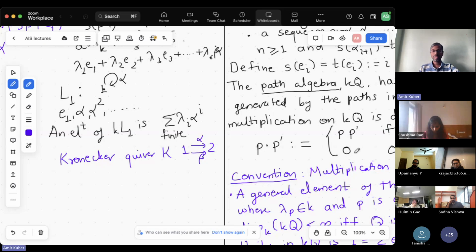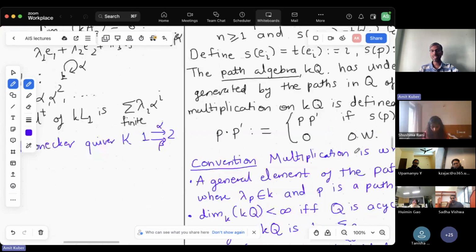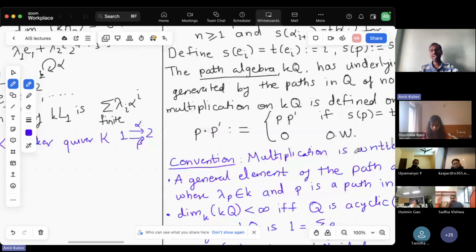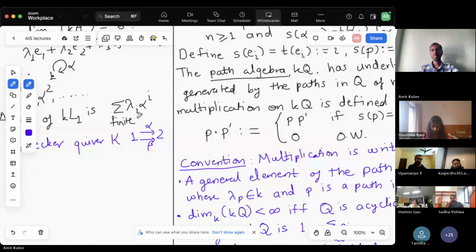And so this is a finite dimensional algebra. And what is its dimension? Four. Alpha, beta, E1 and E2 are the only possibilities. So it's a four-dimensional algebra. Okay.